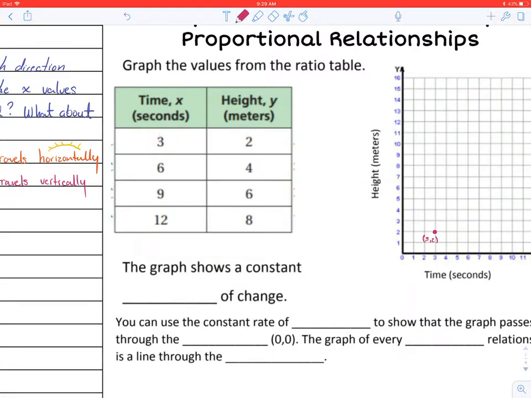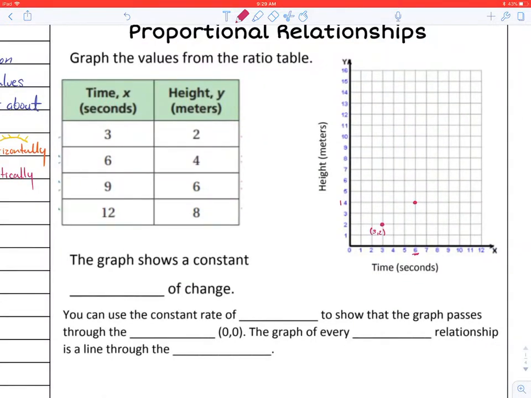Then I would continue to graph the remainder of the spots. We've got 6, 4, so 6 to the right, up 4. And then I've got 9, 6, so here's 9, here's 6, and then we meet up over here. So this is my 9, 6 value. And then lastly, my 12, 8. So 12 here at the very end, 8 being over here. 12, 8 is this point right here.